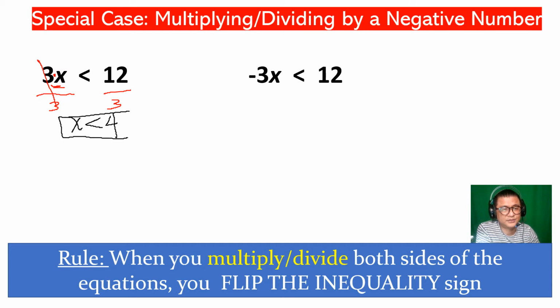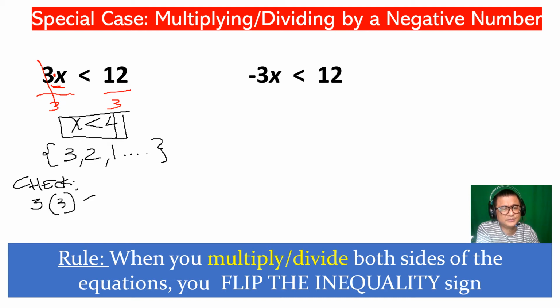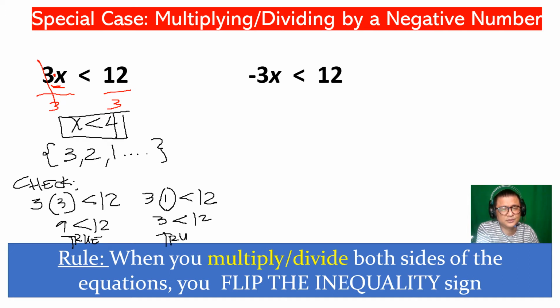All right. So what are these numbers less than 4? You can name it. It could be 3, 2, 1, dot, dot, dot. Okay, let's check. Are you sure they will make it true? So 3 times 3, is it less than 12? 9 is less than 12. True. Okay, it works. Let's try the other one. How about 1? 3 times 1, is it less than 12? 3 is less than 12. Yeah, it's true. Okay, so we're all okay with solving for that.